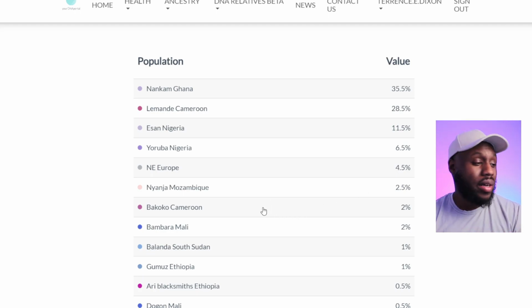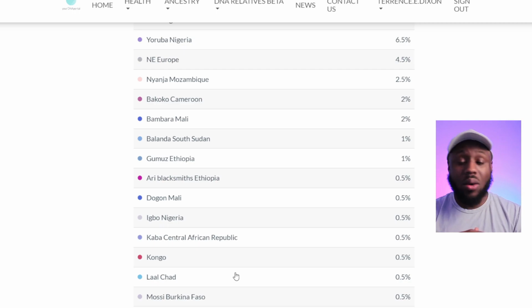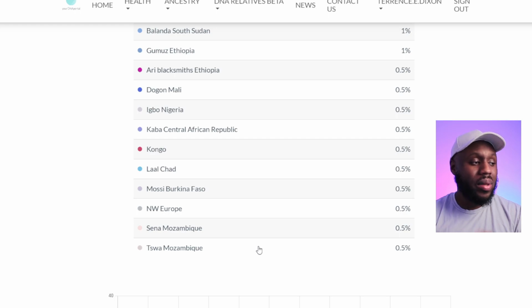Nyanja of Mozambique, Bakako of Cameroon, Bambara of Mali, Balanda, South Sudan, Gumuz of Ethiopia, the Ari blacksmiths, Ethiopia, Dogon of Mali, the Igbo of Nigeria, Kaba of Central African Republic, Congo, Lal of Chad, the Massa of Burkina Faso, Northwest Europe, Sena Mozambique, and Twa of Mozambique.